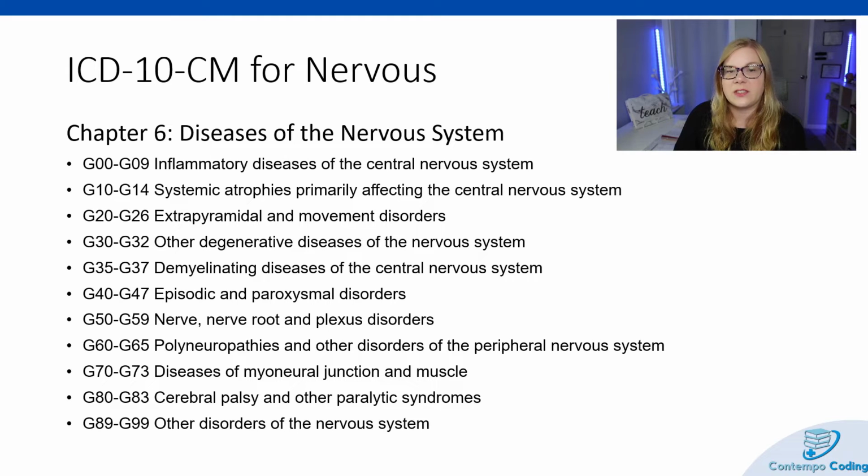And then our Chapter 6 is our diseases of the nervous system. So we have inflammatory diseases of the central nervous system, systemic atrophies primarily affecting the central nervous system, extrapyramidal and movement disorders, other degenerative diseases of the nervous system, demyelinating diseases of the central nervous system, episodic and paroxysmal disorders, nerve root, and plexus disorders, polyneuropathies and other disorders of the peripheral nervous system, diseases of myoneural junction and muscle, cerebral palsy and other paralytic syndromes and other disorders of the nervous system. We'll talk about the non-dominant versus dominant for hemiplegia and hemiparesis.